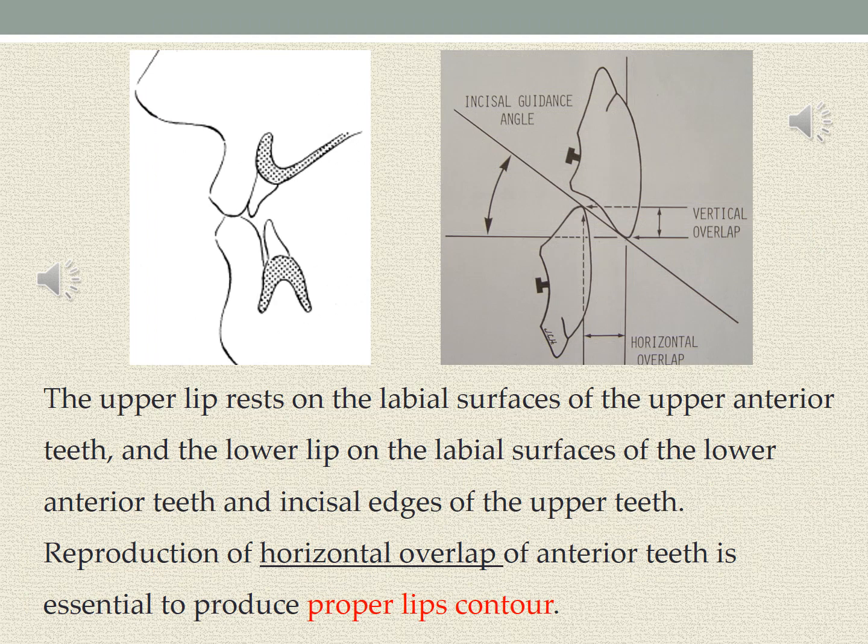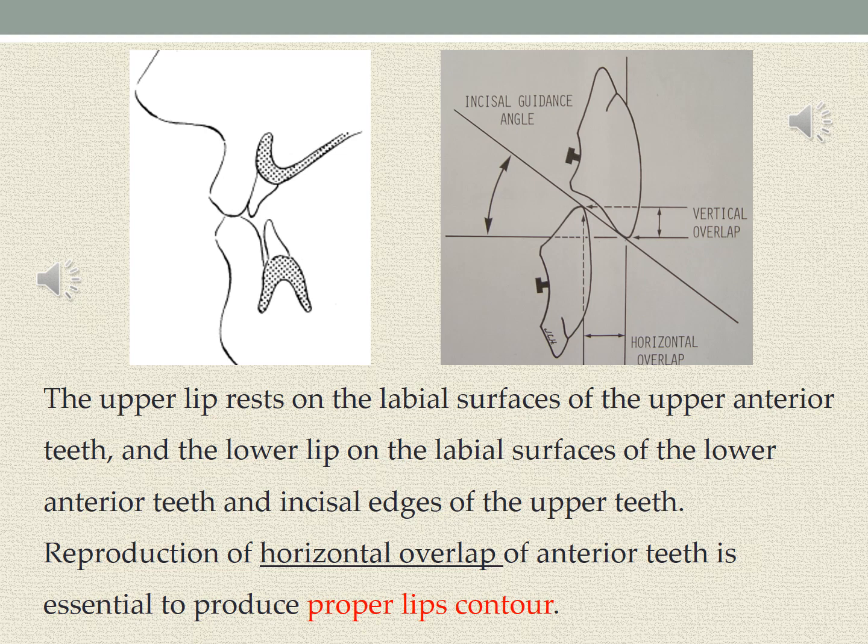As we said in the previous slide, the flanges of the denture give support to the orbicularis oris muscle and also to the buccinator muscle. Also, the teeth give support to these muscles. As you can see in the picture on the left-hand side, the upper lip rests on the labial surfaces of the upper anterior teeth, and the lower lip rests on the labial surfaces of the lower anterior teeth and the incisal edges of the upper teeth. Reproduction of the horizontal overlap of anterior teeth is very essential to produce proper lips contour. We will talk about the horizontal overlap in our next lectures.